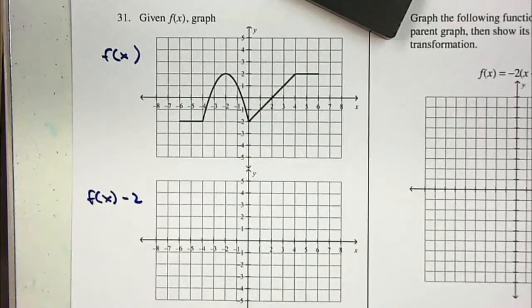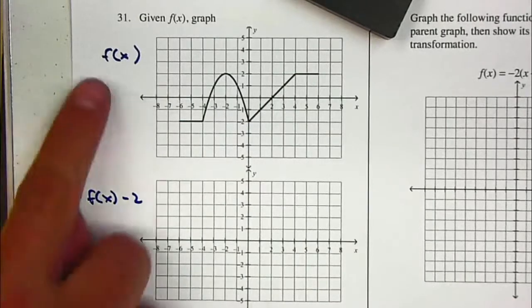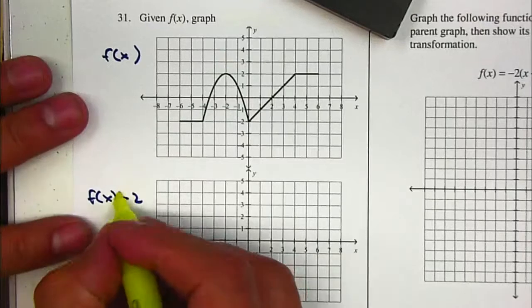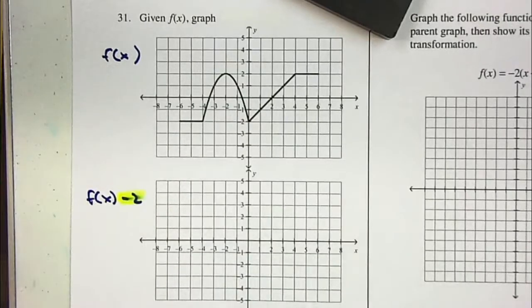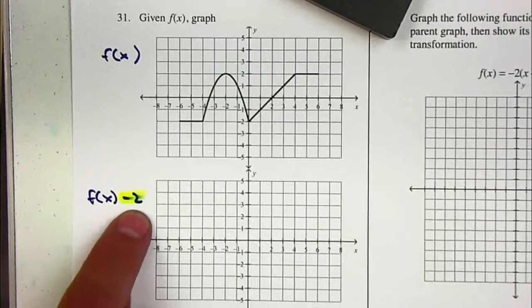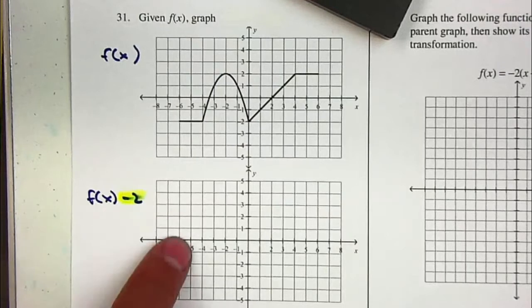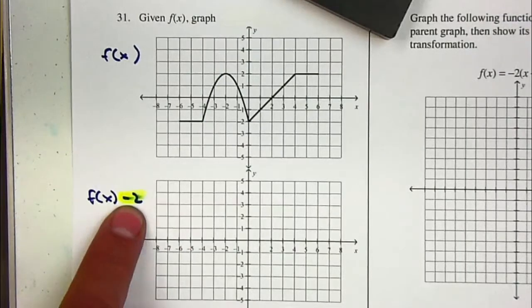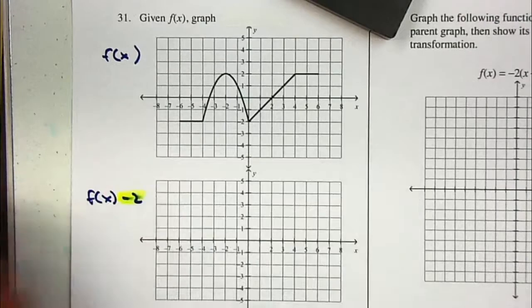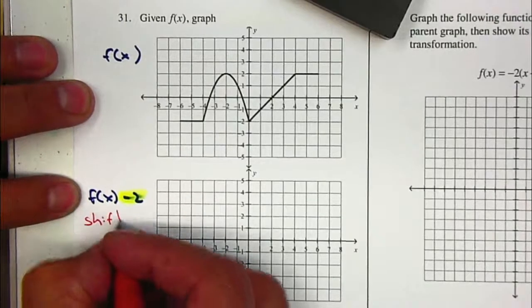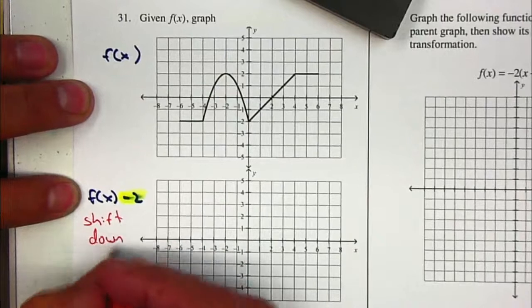So you need to think, okay, they give the function and you're going to be subtracting 2. What happens when you have a minus 2 at the very end? What happens to the graph? We know that because of the minus 2, and it's not multiplying, it's basically subtracting. It's going to be a translation, so there will be some movement in the graph. It will be shifting up, down, left, or right. Because it's outside, it's going to be shifting each of the points down 2. So shift down 2.